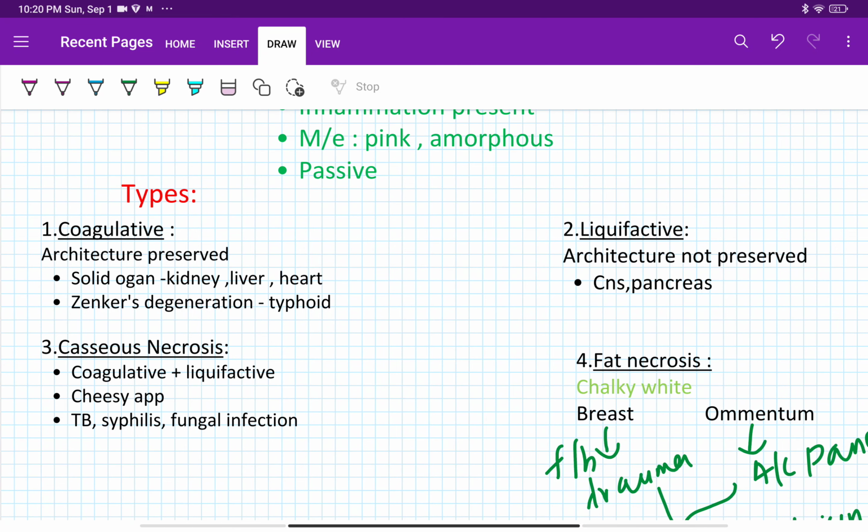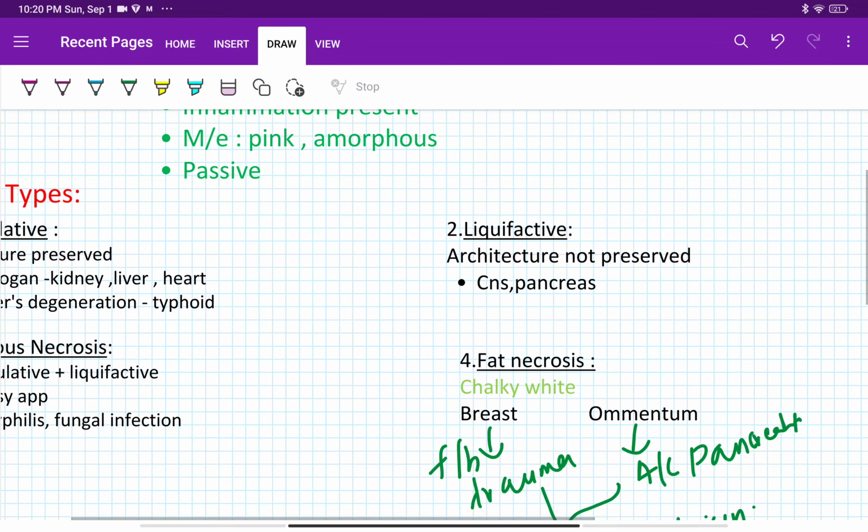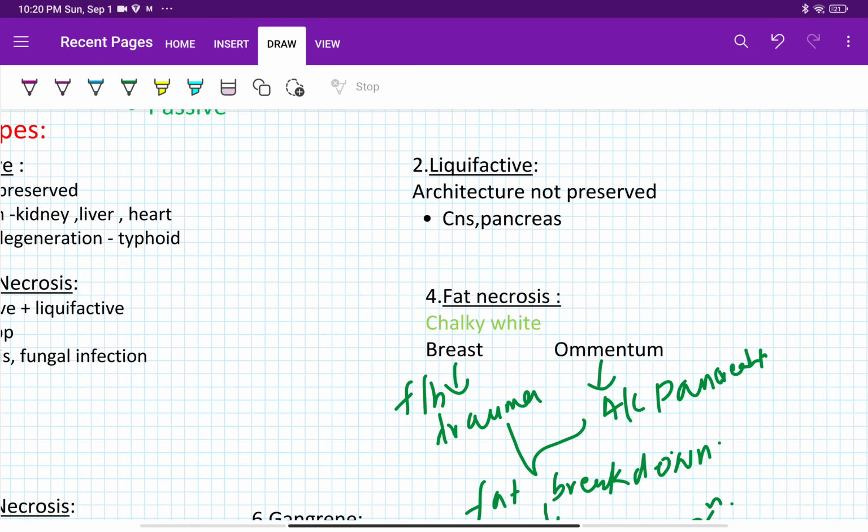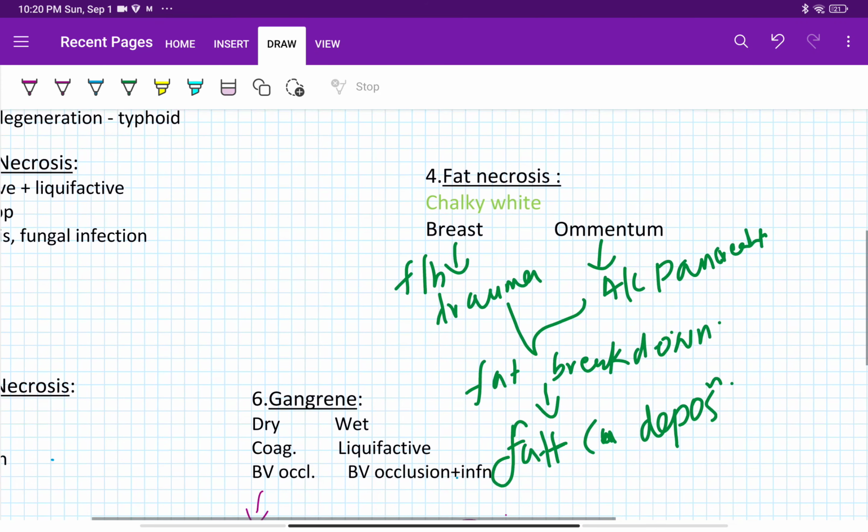Next is fat necrosis. In fat necrosis, there is a chalky white precipitate. It is seen in the breast following trauma, and in the omentum in acute pancreatitis, where they will release an enzyme called lipase. This will act on the omentum and lead to the breakdown of the fat, which will lead to the deposition of fat and calcium. So there is a chalky white deposit in the cells.